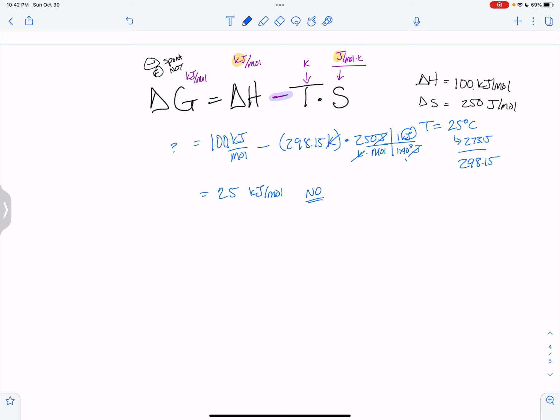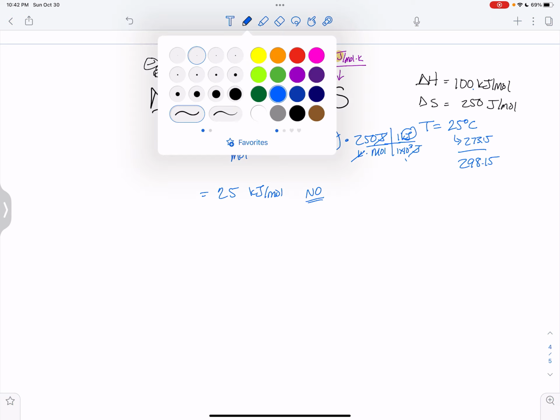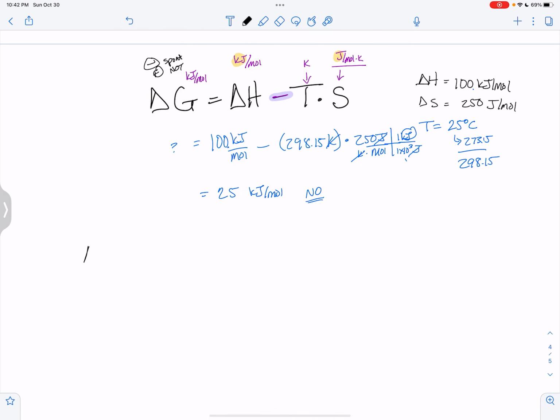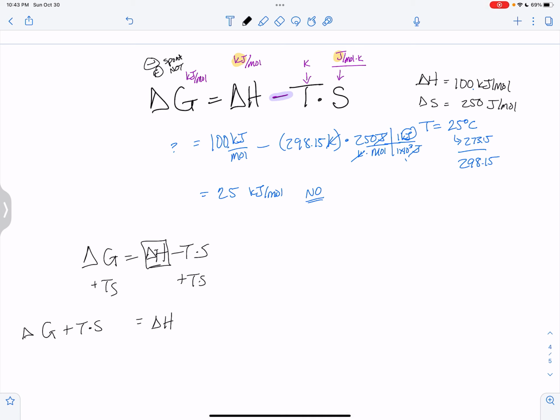The other part of these is that you also might have to solve for one of the other parts of the equation. So just as a reminder, if you have delta G equals delta H minus T times S, and you need to solve for H, I would just move this term over to this side. So you would just do that by adding your TS. And so you would have G plus TS, T times S, is equal to your delta H. And so that's rearranged to solve for that one.